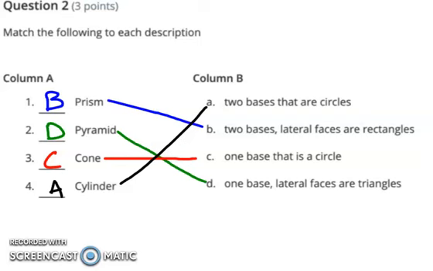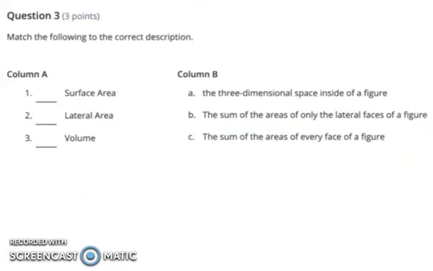Okay, number three, surface area, lateral area, and volume. Surface area is the sum of the areas of every face, including the bases. Lateral area is going to be with B, the sum of the areas of only the lateral faces. And then volume has to then be A. That's the three-dimensional space inside of a figure, how much space it can contain or how much space it occupies. So just some definitions there at the beginning.